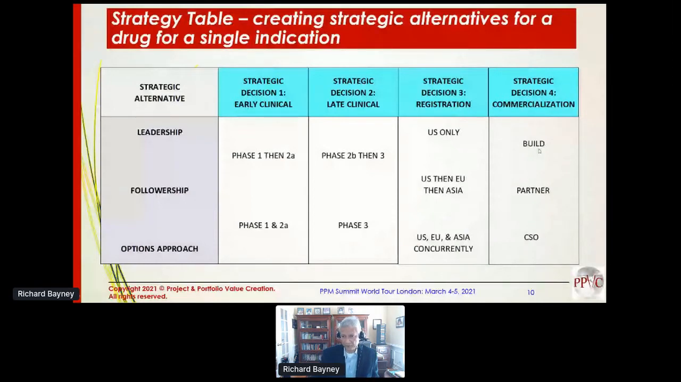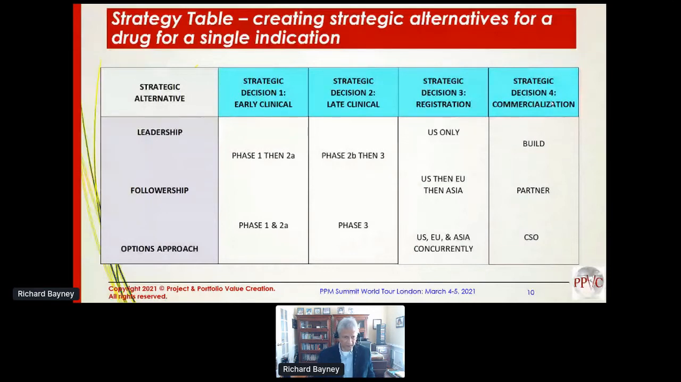You may build your own sales force, you may partner with someone else's sales force, or you may contract a sales force. Now, between these 2 by 2 by 3 by 3, you now have 36 collectively exhaustive strategic alternatives from a very simple strategy table that addresses these 4 strategic decisions. Now, I encourage you not to spend your time trying to generate 36 collectively exhaustive alternatives and valuing them. That will consume a tremendous amount of time.